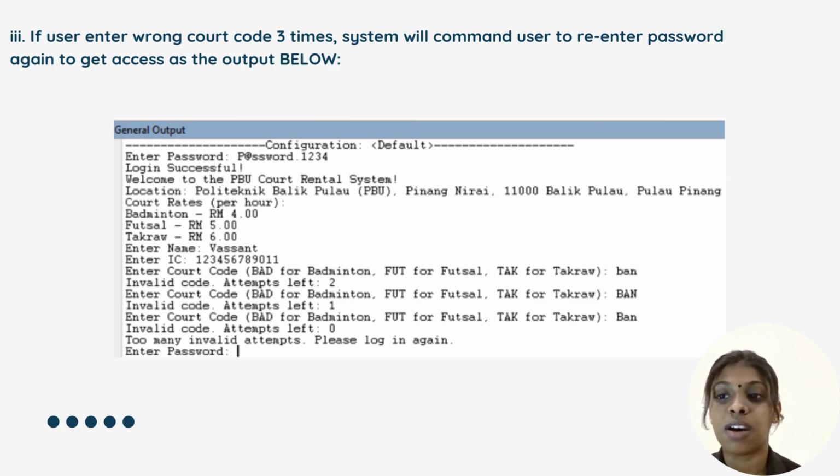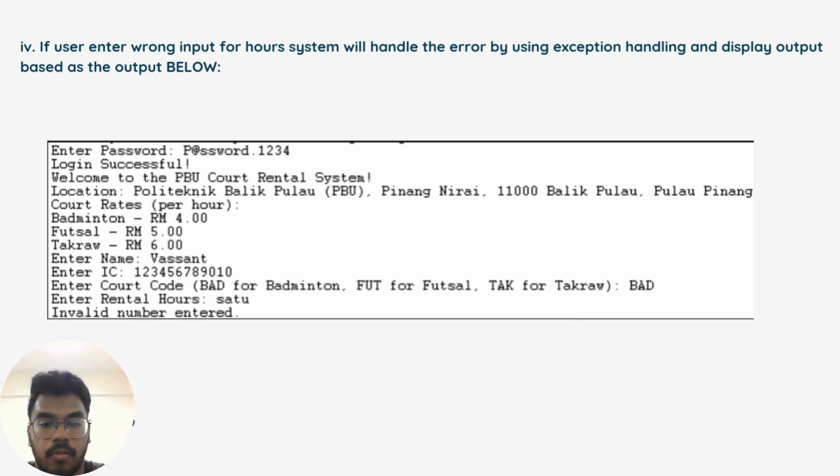So this is the output if the user enters the wrong password 3 times. The system will command the user to re-enter the password again to get access, as in the output below. After that, I want to talk about output. The question is if the user enters wrong input, our system will handle the error by using exception handling and display output as below.